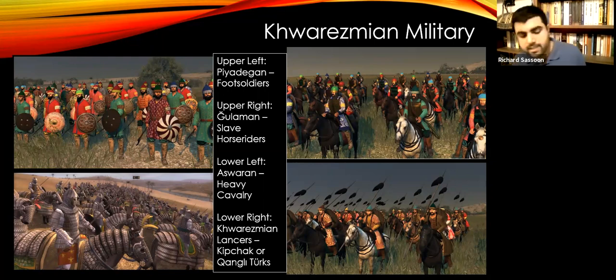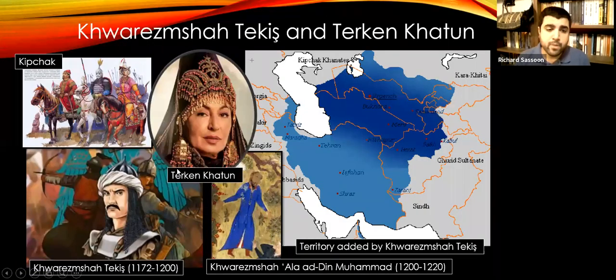So this was the Khwarezmian military. And we also remember that Tekish, who was the prior Khwarezm Shah, expanded the territory to conquer Iran, that his wife Terkin Khatun was herself a Kipchak, and so the Kipchaks were loyal to her. And their son, who inherited the throne, was Alauddin Muhammad. And so this was the empire at the time that the Mongols encountered it.